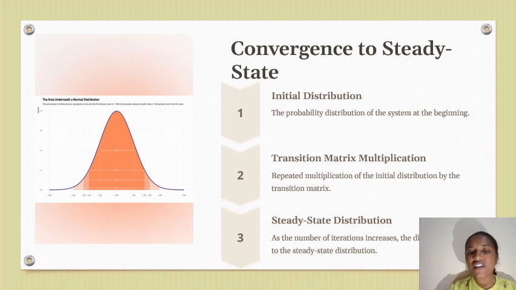Let us see the first property, which is initial distribution. The probability distribution of the system at the beginning is known as the initial distribution. And transition matrix multiplication: repeated multiplication of the initial distribution by the transition matrix. Steady state distribution: as the number of iterations increases, the distribution converges to the steady state distribution.